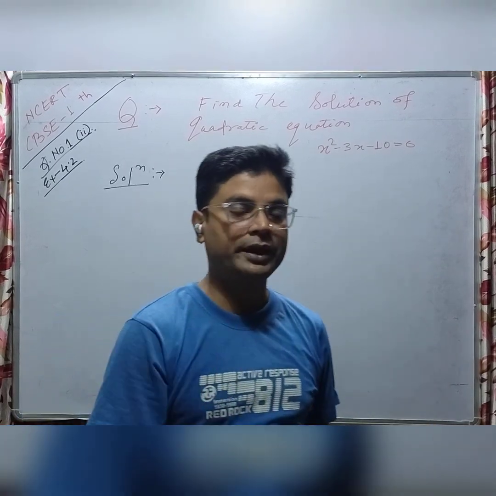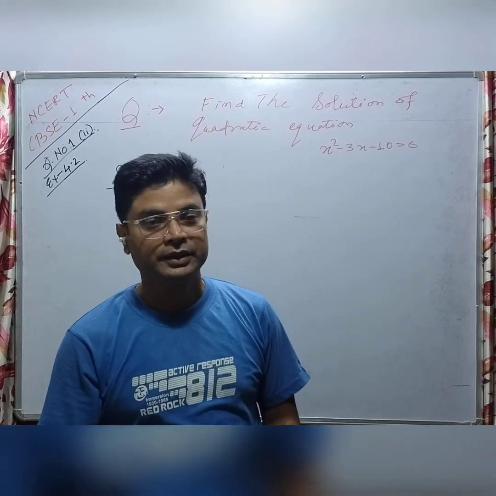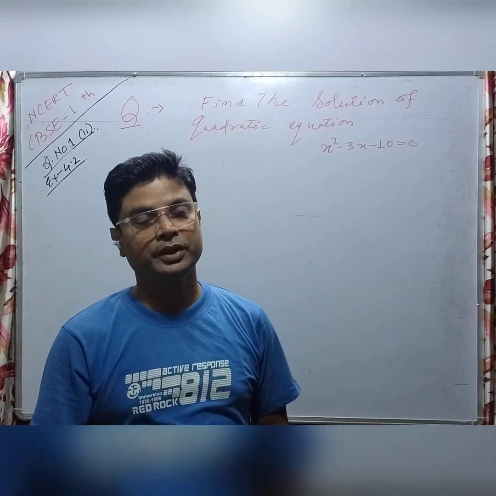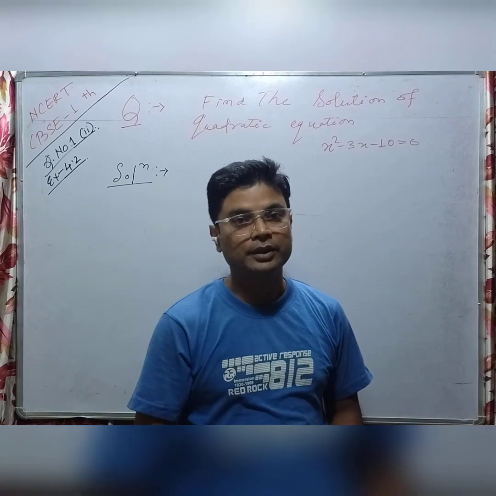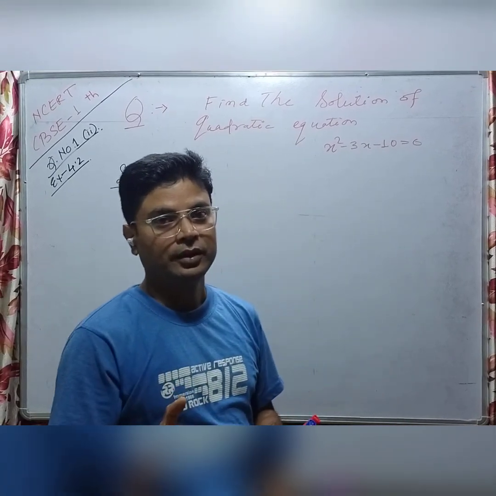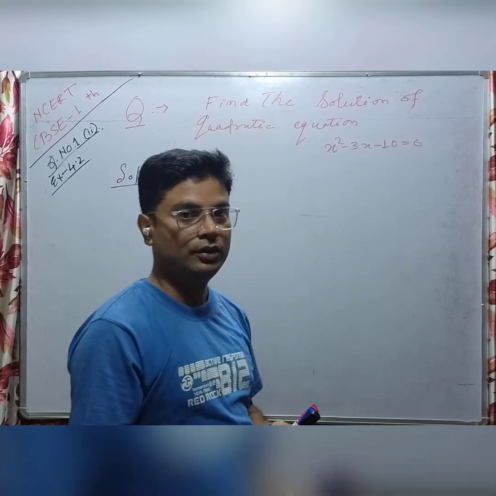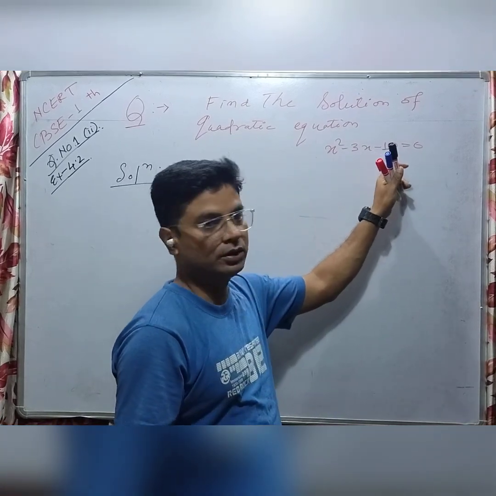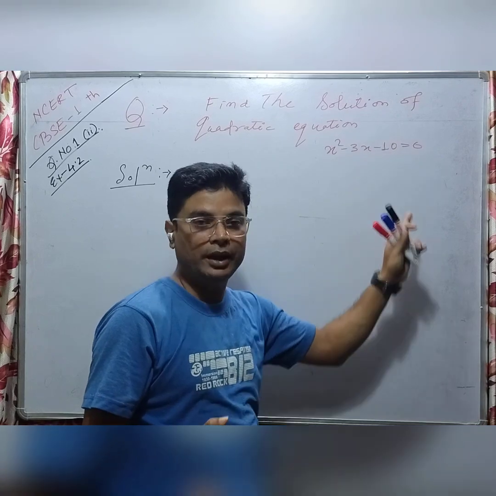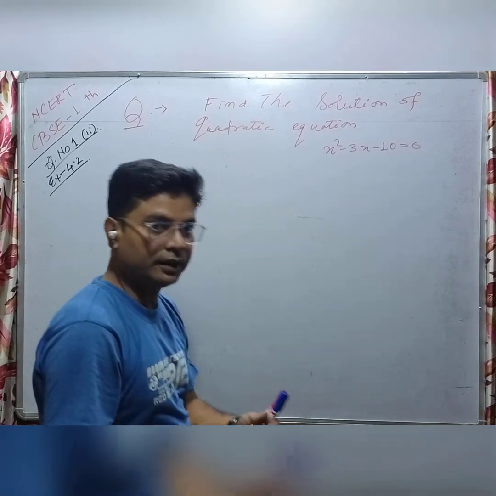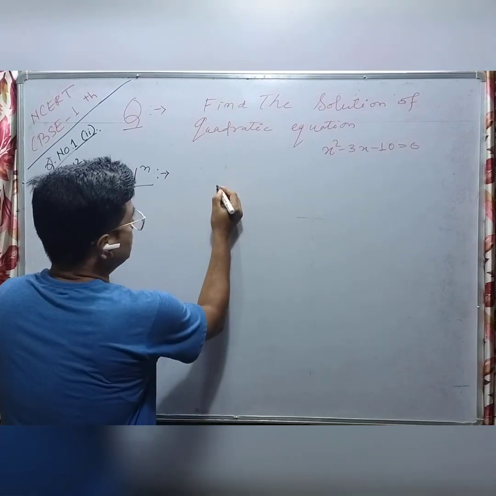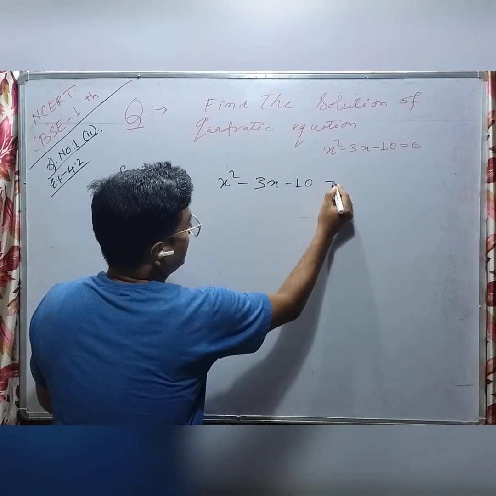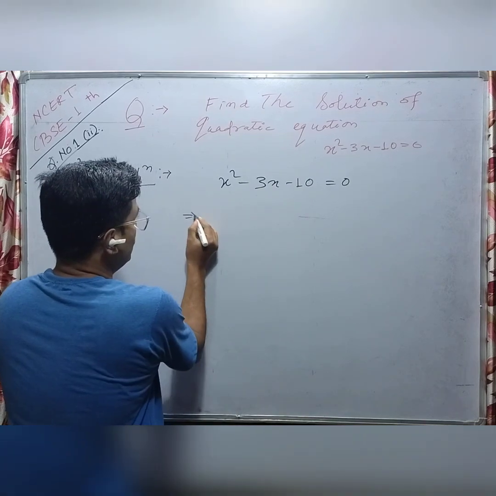Again, I would like to remind you, I have already discussed in the previous class what a quadratic equation is and how to obtain the solution of a quadratic equation. Now I will apply that methodology to obtain the solution of this quadratic equation, x square minus 3x minus 10 equal to 0. I hope this will help you.